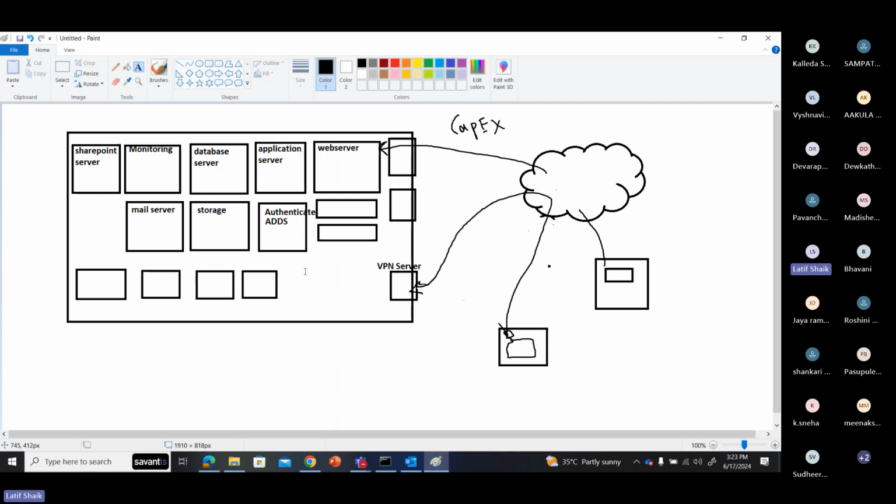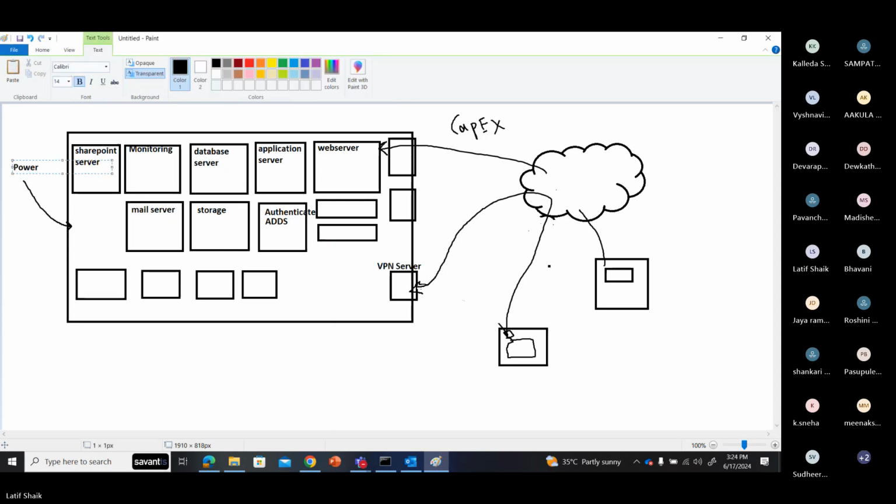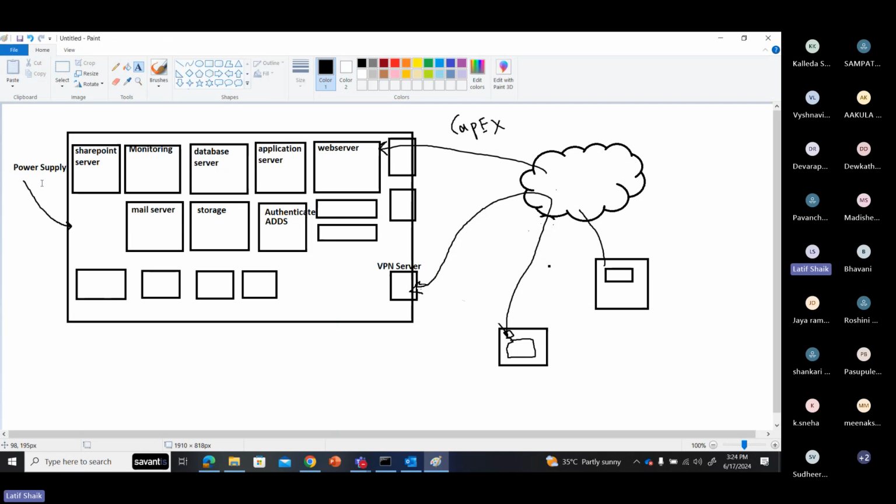And of course, we need a power supply. Without a power supply, how will these things run? You can say power supply is nothing, but if something happens, general power supply is required. So you have to build your own substation for that. You have to give power supply, and you need a backup power supply.